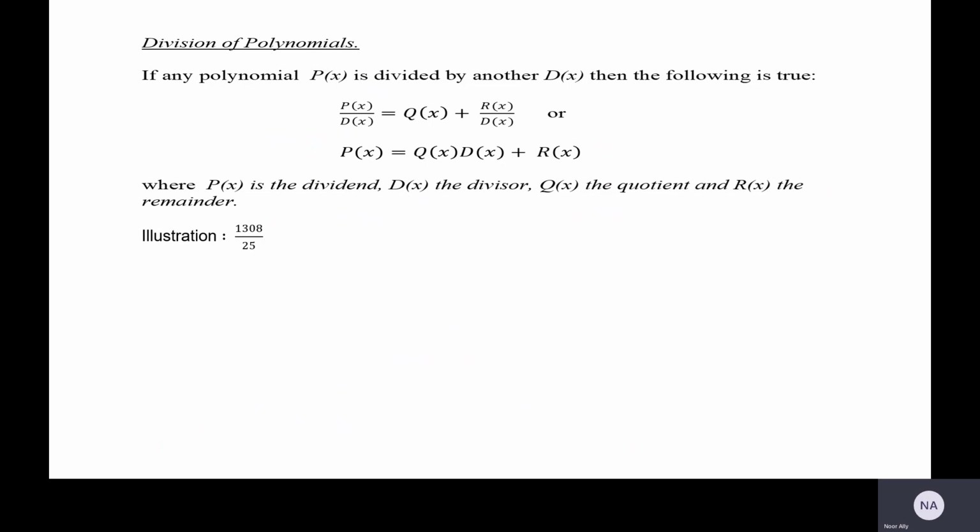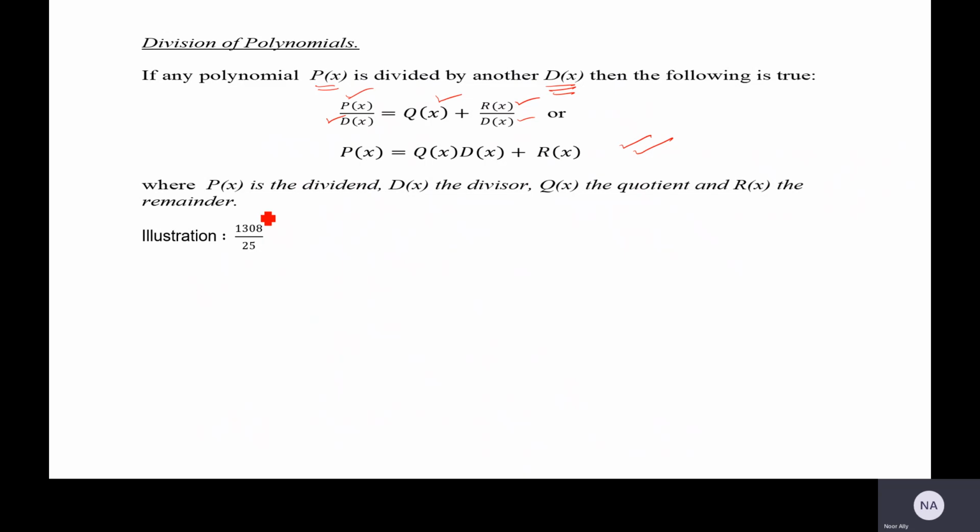Now we can look at how do we go about dividing polynomials. So if we have a polynomial p of x, it's divided by another, d of x. Then the following is true. The polynomial divided by d of x is equal to q of x plus r of x divided by d of x. Or another way of putting that, p of x is equal to q of x times d of x plus r of x.